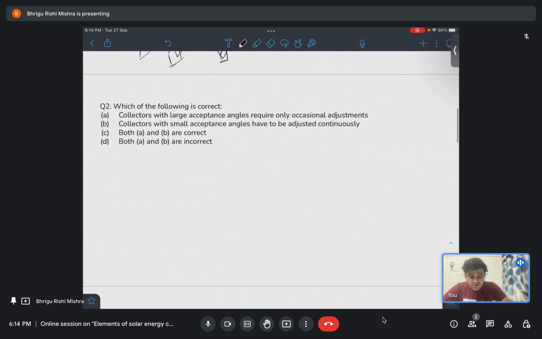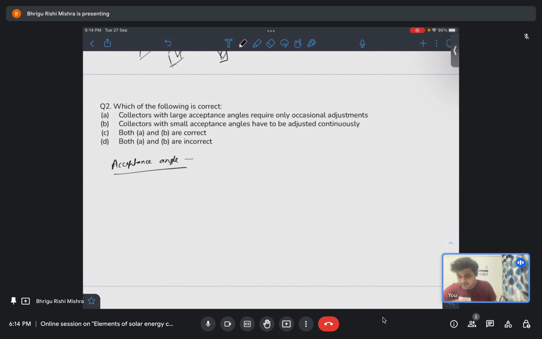The next question is, which of the following is correct? Collectors with large acceptance angles require only occasional adjustments. Collectors with small acceptance angles have to be adjusted continuously. So what is acceptance angle? First let's talk about acceptance angle.